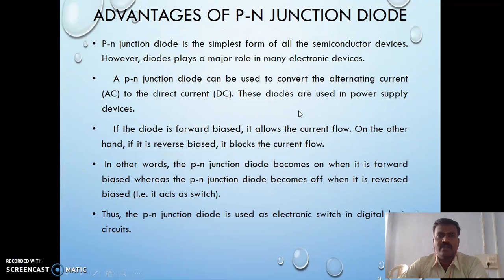Next is the applications of the PN junction diode. We can use this PN junction semiconductor diode in many different ways. One is in power supply devices, where it converts alternating current to direct current. Another is that we can use it as a switch. During the forward bias condition, the diode is in the on condition. During the reverse bias condition, the diode is in the off condition. That's why we use this PN junction diode as an electronic switch.